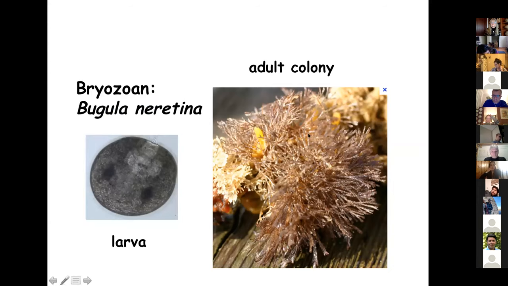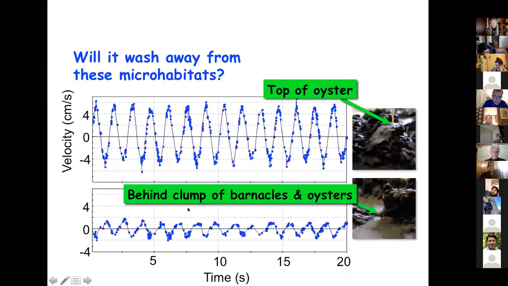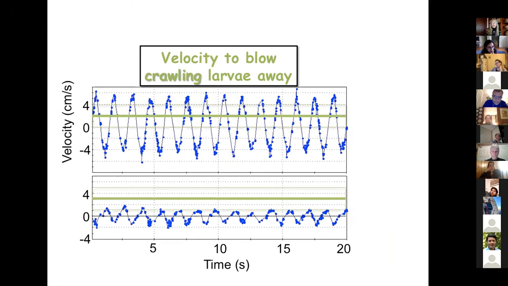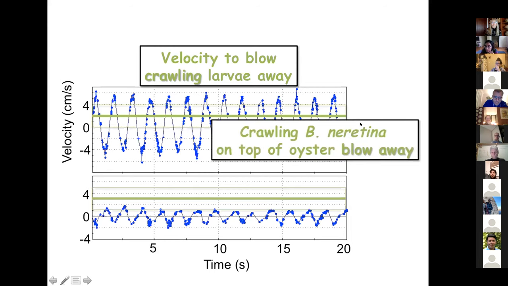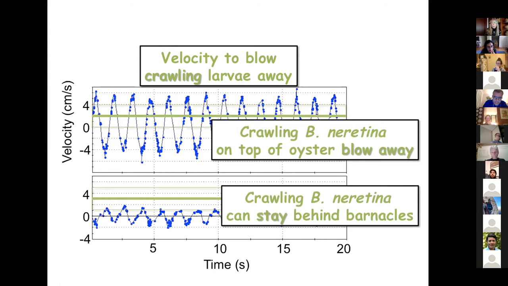Bryozoans are common members of fouling communities. Here's one, and here's what its larva looks like. And we can ask, is that larva going to wash away from these two microhabitats I've shown you? And we can, in the pulsed flow, measure the velocity it takes to blow a crawling larva away while it's noodling around, walking on the substratum, sampling where it wants to be. And this is the mean value and the standard deviation for the velocity it takes to blow them away. And what you can see is if they're crawling on top of an oyster, they're going to blow away. But if they're behind the barnacles, they can stay put.